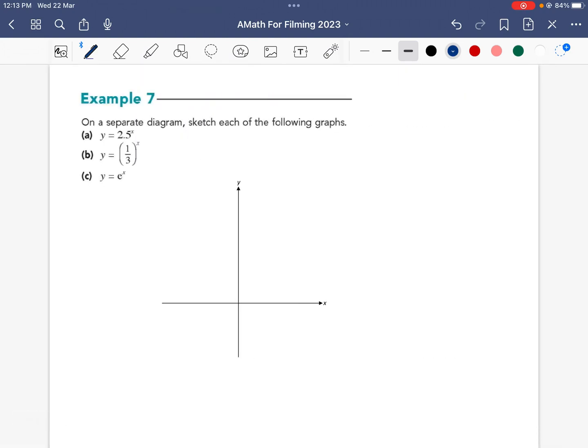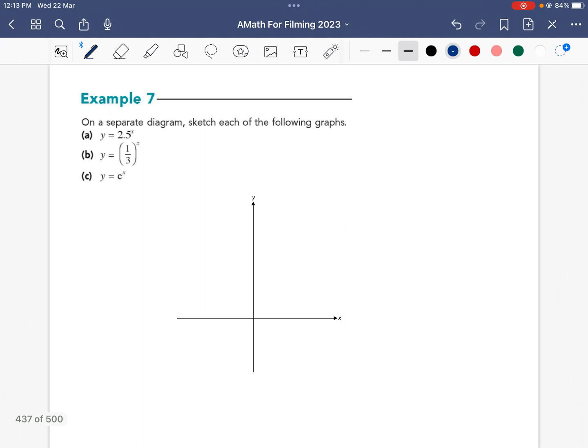For 7b, notice that the base is 1/3, and in this case my base is less than 1. So exponential decay will occur. To draw a graph with exponential decay, we just draw this. Then we label the vertical intercept to be 1.